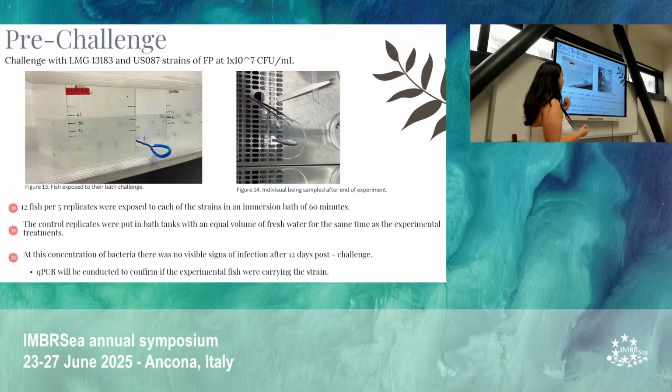From this, this experiment finished a few weeks ago, and I still have to process the samples, but the outcome of this was that at 10 to the 7, we didn't see any clinical signs of infection. So from this information, I go forward with my next experiment, and I know that I have to do a higher density of bacteria if I want to see any effect, if it will work without the portal of entry.